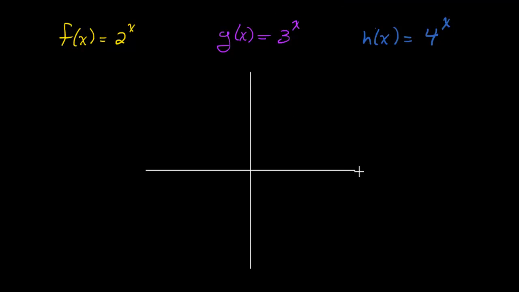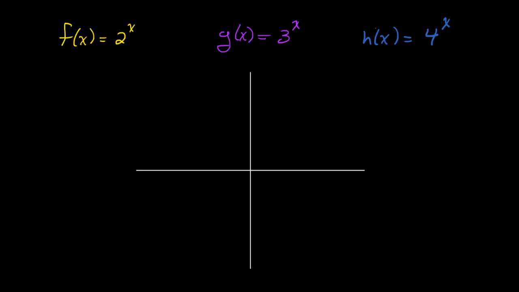Let's go ahead and look at a couple examples. Let's say we have f of x equals 2 to the x. Let's say in purple we have g of x equals 3 to the x. And let's say in blue we have h of x, and this equals 4 to the x. So let's see what happens as the base gets larger and larger.